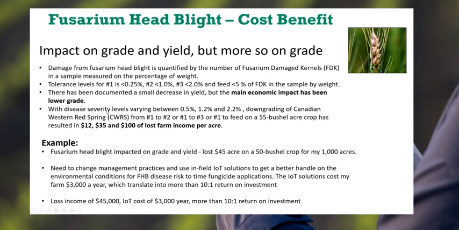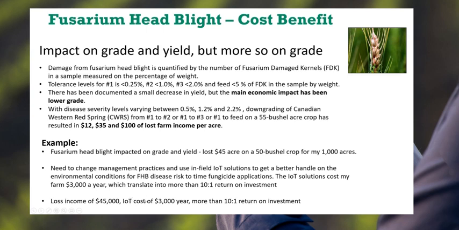So with disease severity levels varying between 0.5, 1.2 and 2.2, downgrading of Canadian Western Red Spring, or CWRS, from 1 to 2 or 1 to 3 or 1 to feed on a 55 bushel acre crop has shown, and these are actual stats from Western Canada, that it could cost anywhere from $12, $35 to $100 of lost farm income per acre. Quite substantial. So on a 50 bushel crop, if you lost $45 an acre, you're talking about a substantial loss of money, $45,000 income on a 1,000 acre crop.